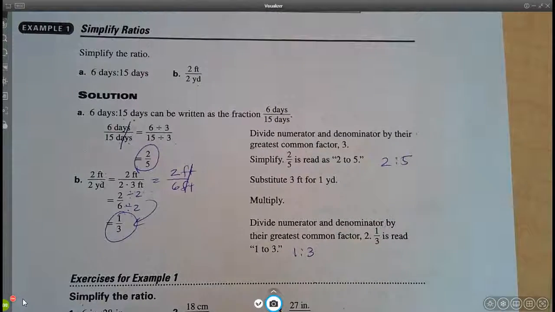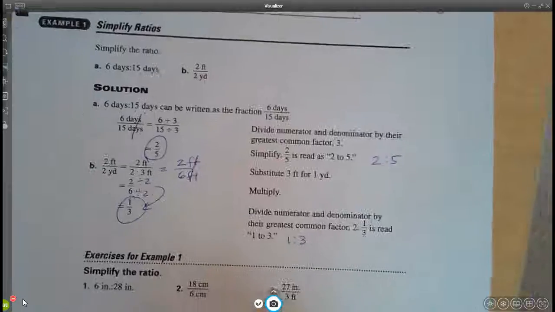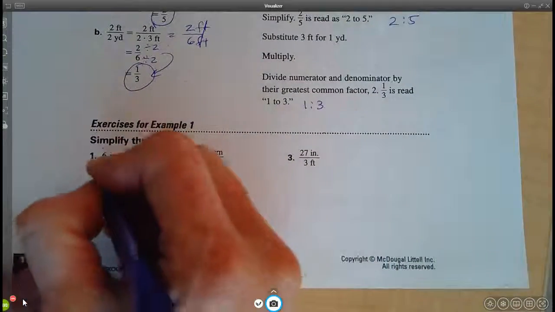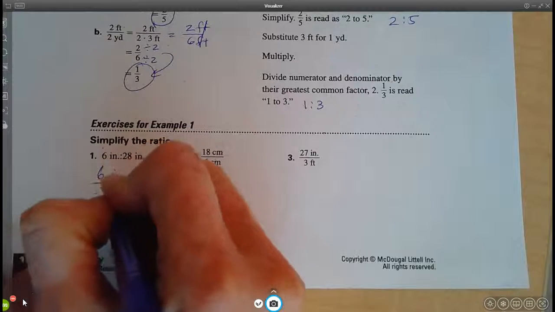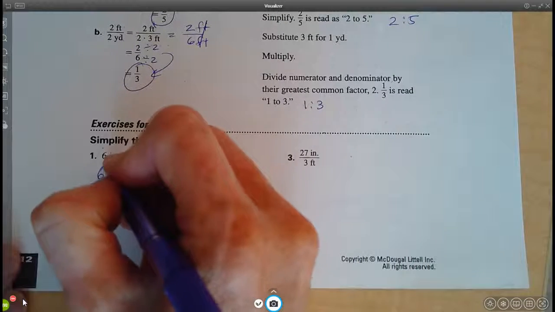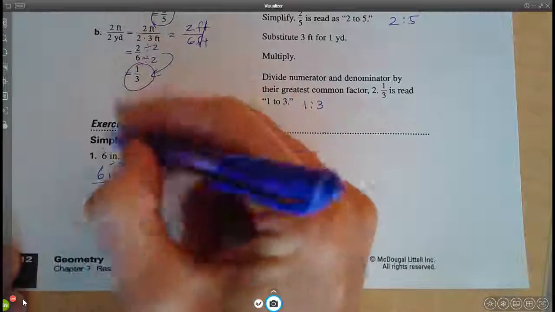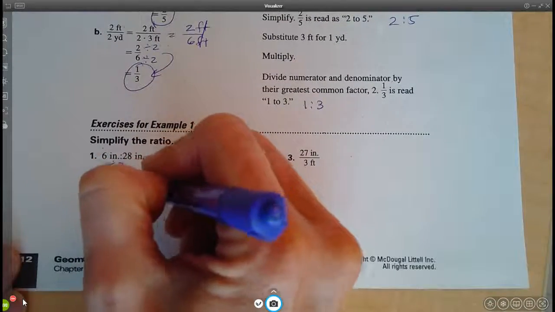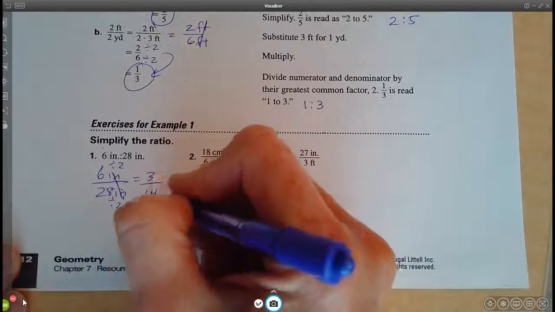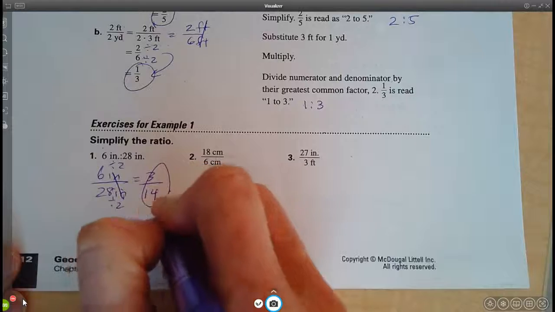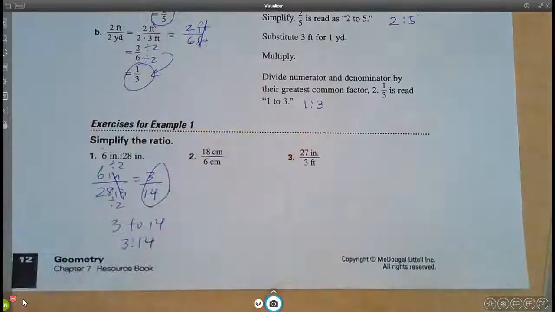Okay, so that's the task you were asked to practice on your own at the bottom. So 6 inches to 28 inches. I could write it as a fraction if I prefer. Both of those are divisible by 2. The units are the same, so they cancel out. 6 divided by 2 is 3. 28 divided by 2 is 14. So I end up with 3 to 14, depending on which way you prefer to write your ratio.